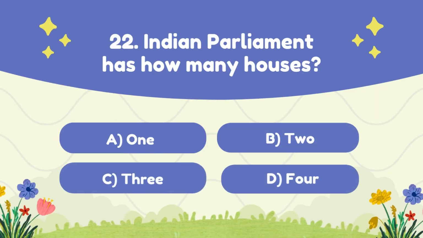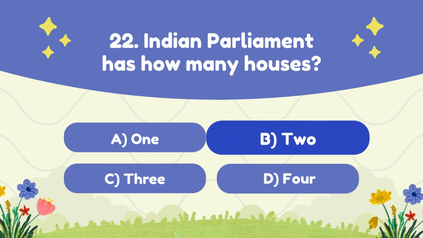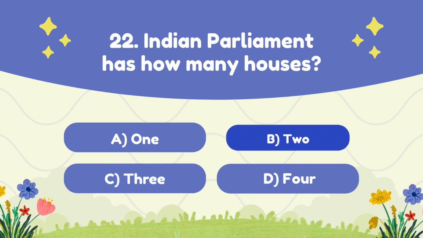Indian Parliament has how many houses? A. 1, B. 2, C. 3, D. 4. The answer is 2 houses. It's the Lok Sabha and Rajya Sabha.